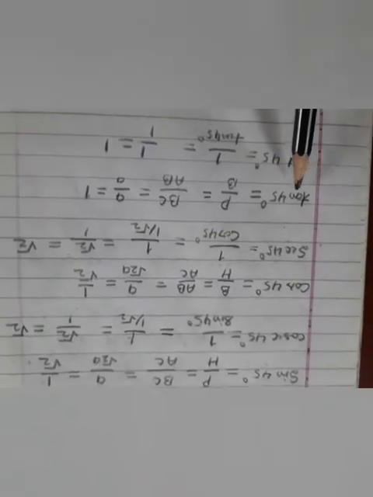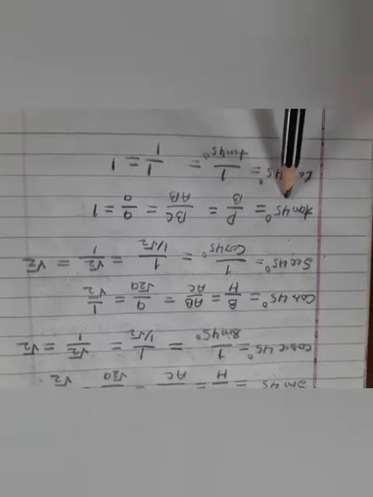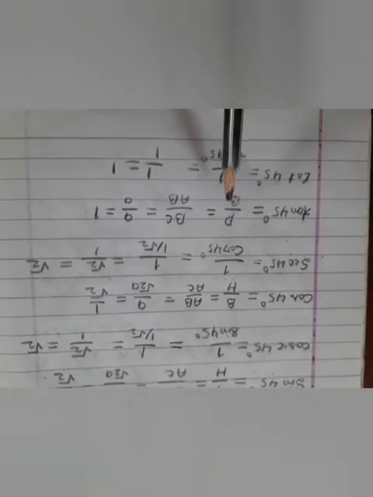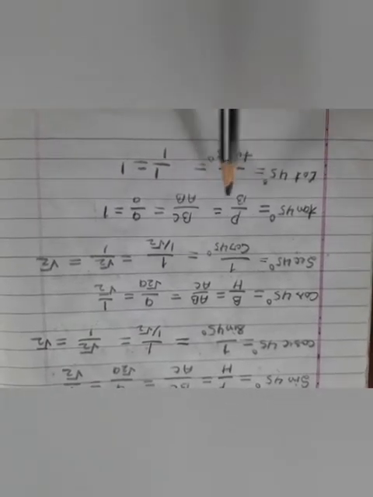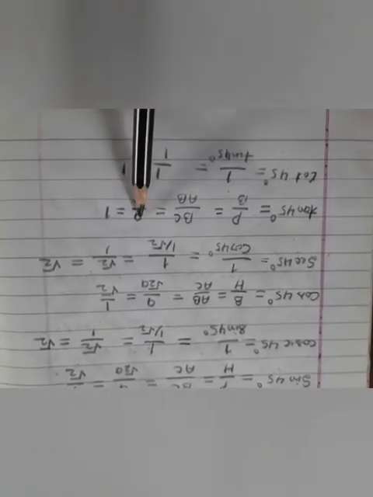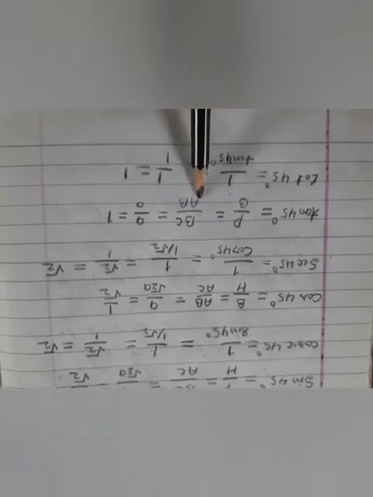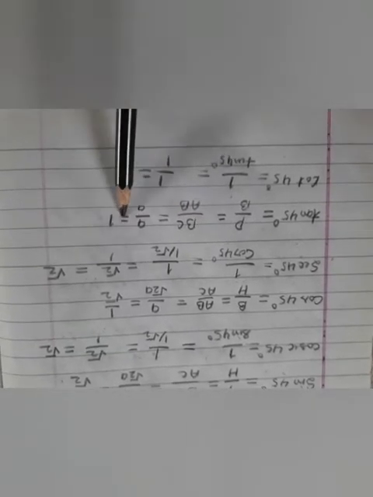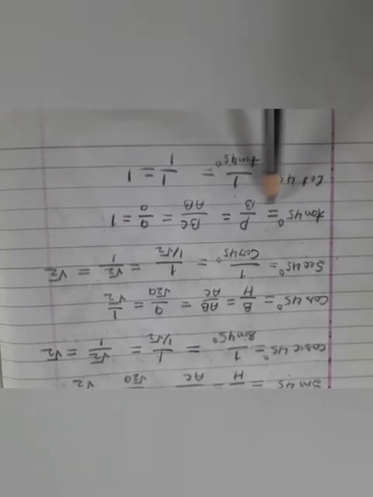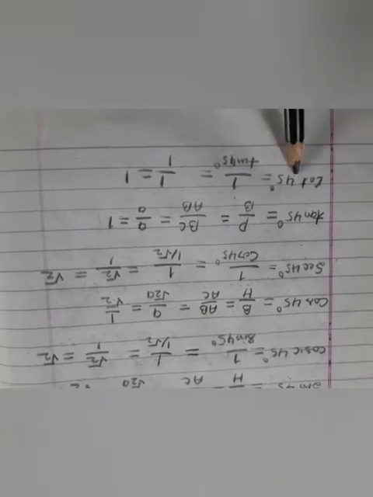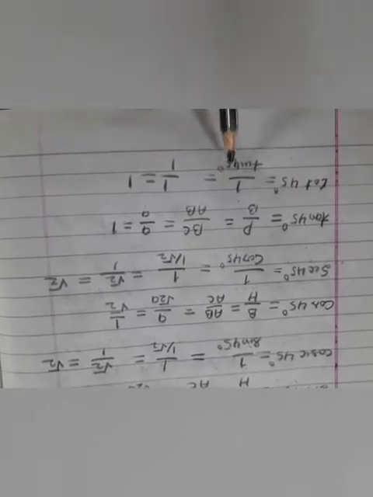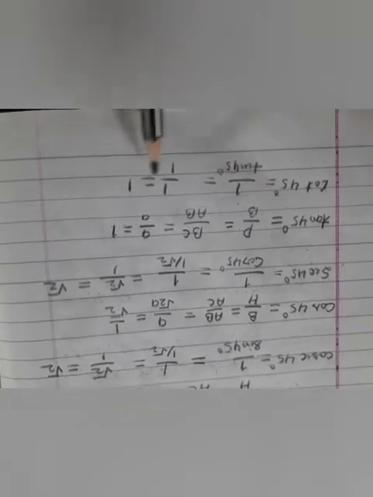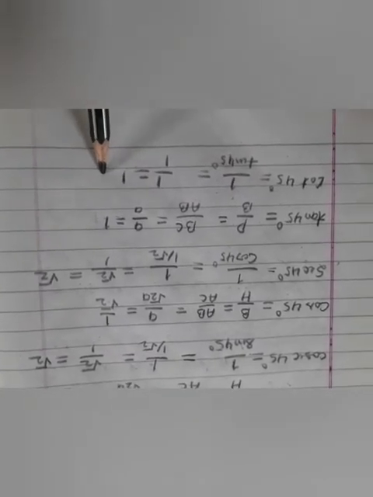Now tan 45 degree. Tan 45 is perpendicular upon base. Perpendicular is BC upon base AB. BC is equal to a and AB is also a. a by a we get here 1. So tan 45 degree's value is 1. And cot 45 is just the reciprocal of tan 45. So 1 upon tan 45, 1 by 1 is equal to 1. Clear?